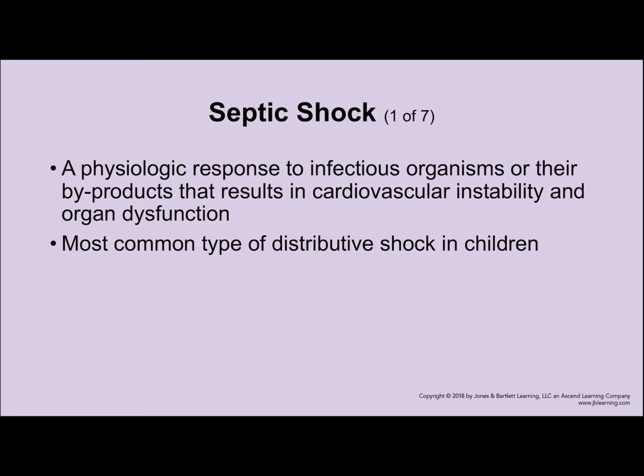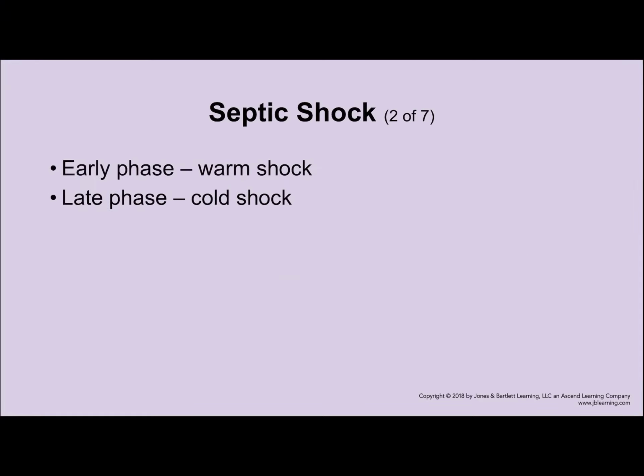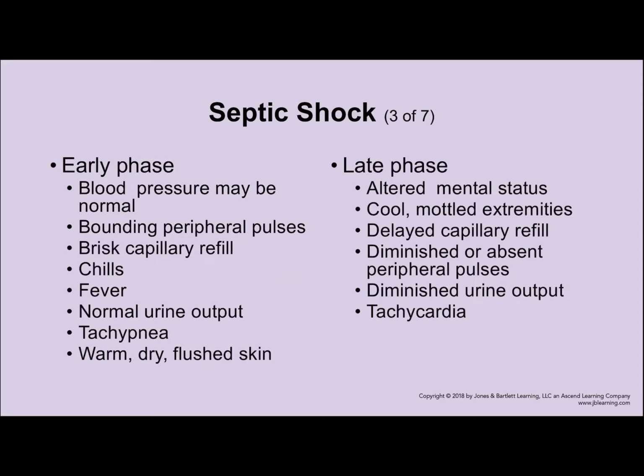All right, the next category of shock is septic shock. Septic shock has a wide range of manifestations, but they all link back to a common pathway, which is a physiologic response to an infection or infectious organisms and their byproducts, meaning toxins that are sometimes released by these bacteria, that results in both cardiovascular instability and organ dysfunction. This is the most common type of distributive shock in children. There are different kinds of septic shock. There's warm shock and cold shock, which we touched on earlier, and we'll speak about both of those.